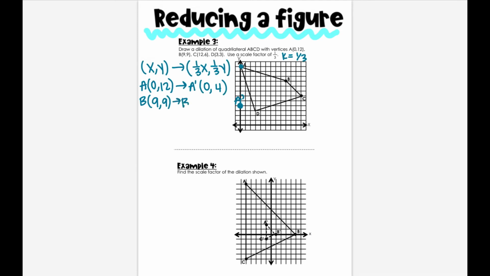Now for point B. B is originally at the point 9, 9. And B prime is going to be 1/3 of both those values. So 1/3 of 9, or 9 divided by 3, is 3. And the same for the y value. So notice that now B prime overlaps with where the original D was. That's okay. It'll happen.